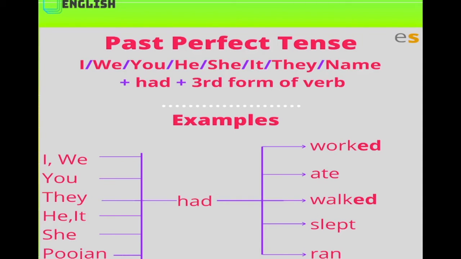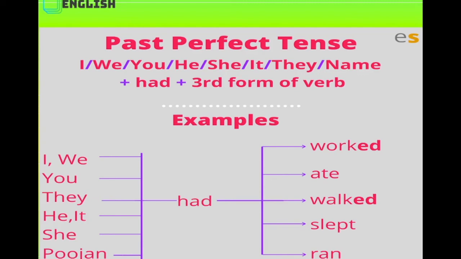See, past perfect tense: I, we, you, he, she, it, they, or any name plus had plus the third form of the verb. And the examples, as I have told you, it does not matter whether the subject is plural or singular. With all types of subjects, whether singular or plural, we are going to use had with every form. And don't forget, the main verb will be written in the third form.